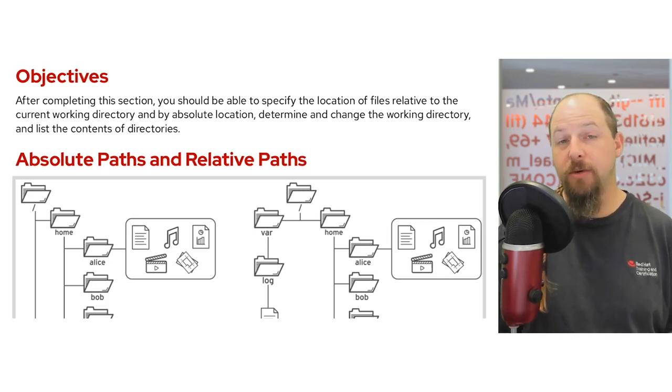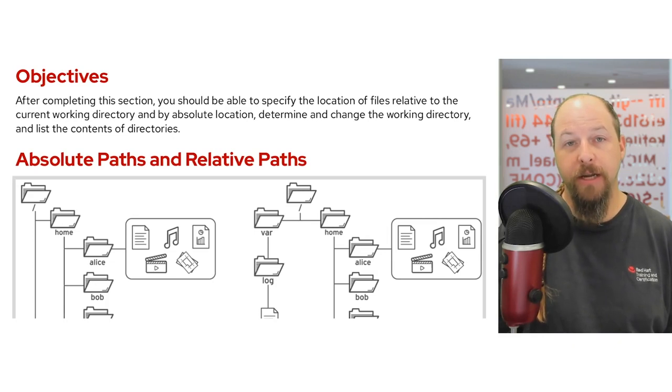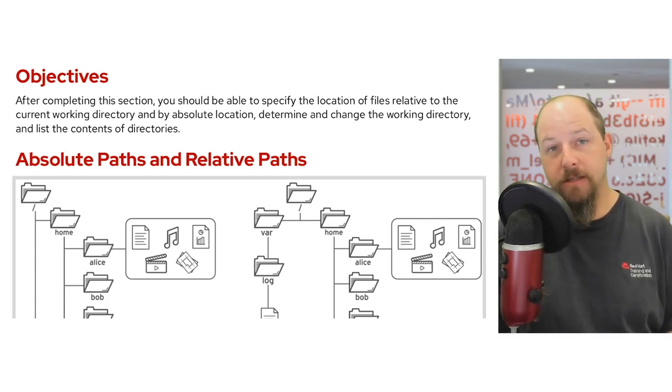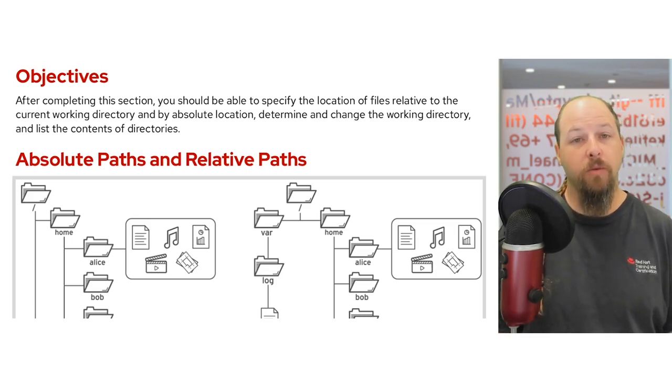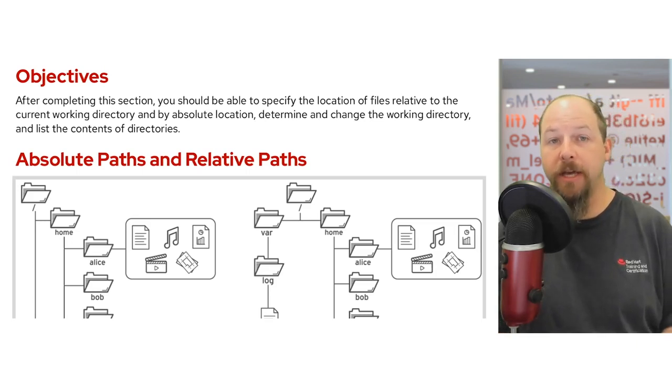In this section, we'll learn about locating files by name. Once we're done, you should be able to specify the location of a file or directory by its relative path to the current working directory or absolute location within the file system. You should also be able to determine and change the working directory, as well as list the contents contained within that directory.